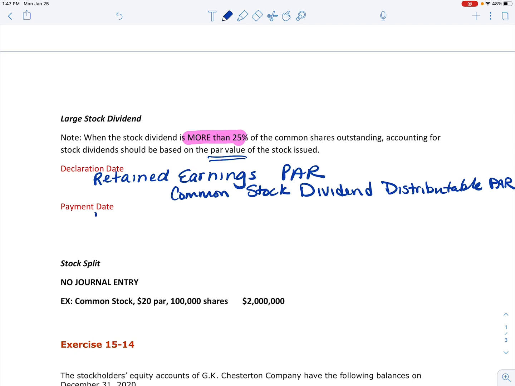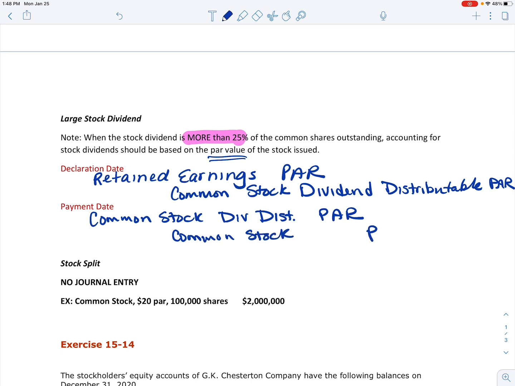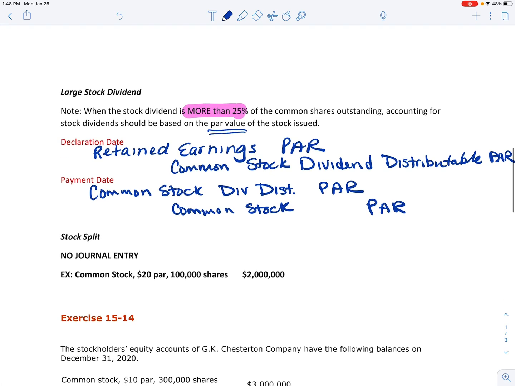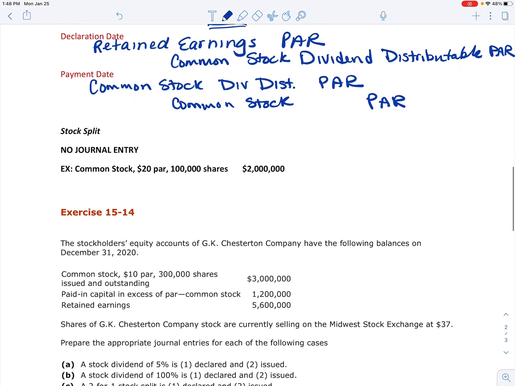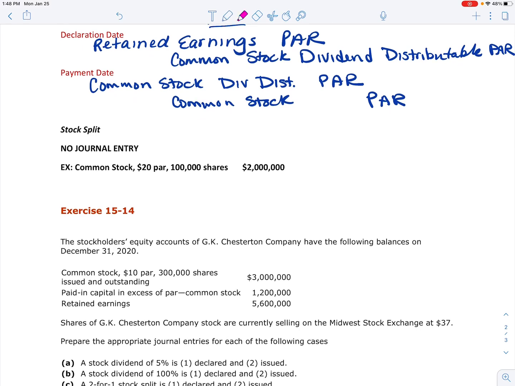Come payment date, we're going to get rid of that liability. Debit to that common stock dividend distributable for par value, and credit to our common stock. So you can see a little bit of the difference between the large and the small stock dividend. Now let's talk about a stock split.